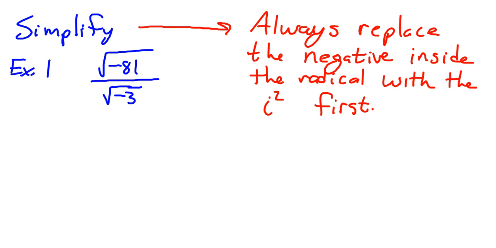Sometimes it makes a difference in the answer. Sometimes, depending on the problem and how it works out, you'll get the same answer. But there are times where if you don't do this first, you'll get an answer and it will be off, usually by just the sign of it. You'll have a negative when you need to have a positive, or you'll have a positive when you need to have a negative.